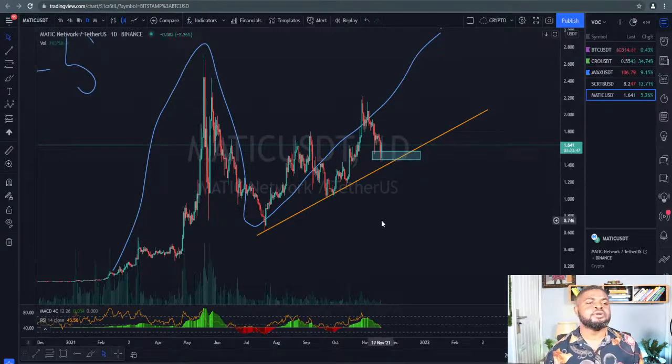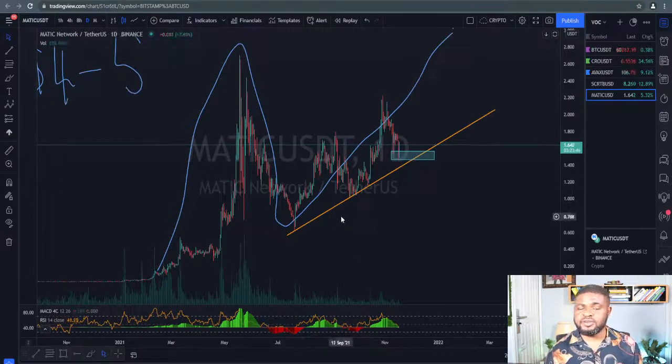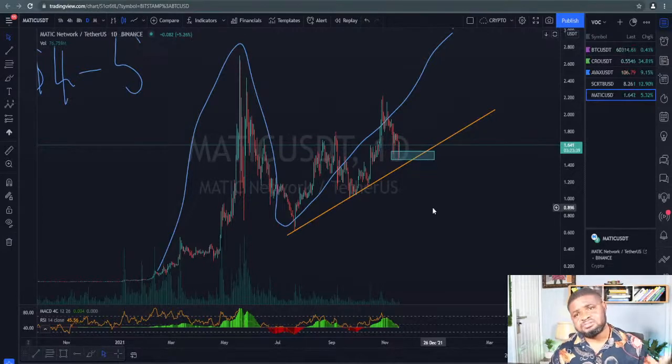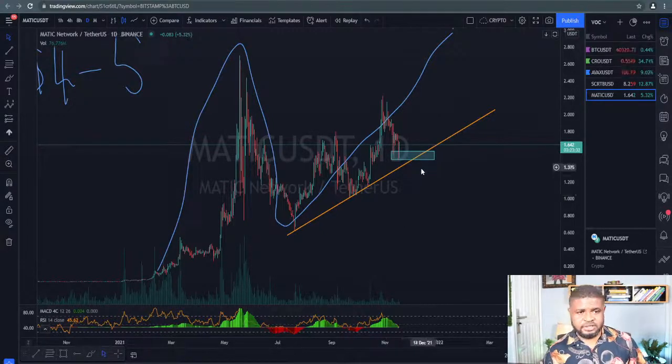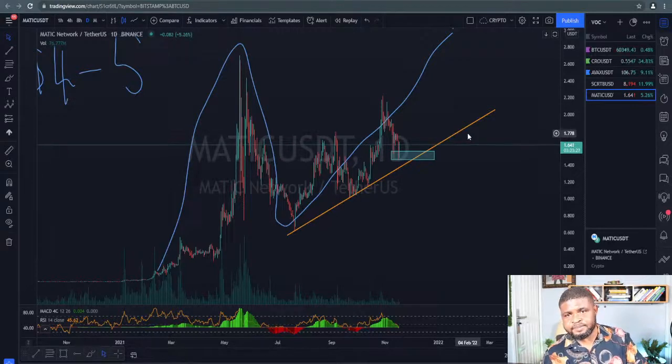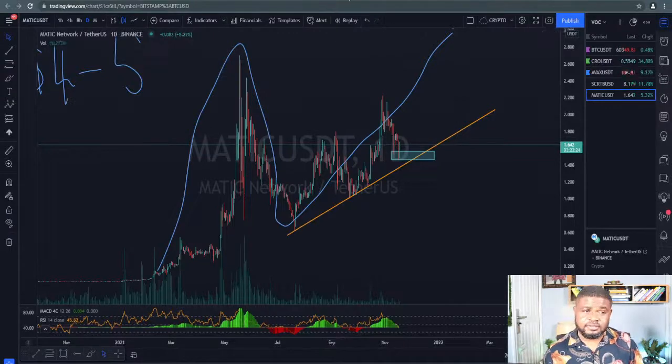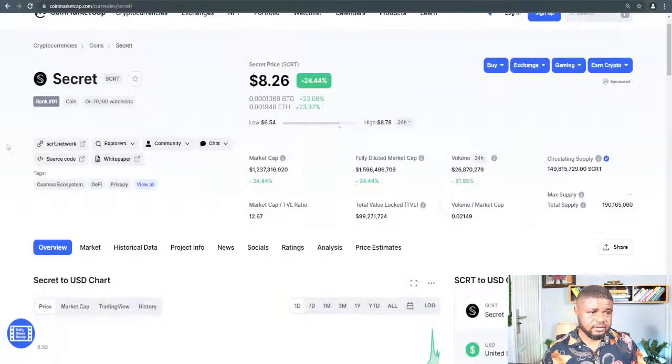Let me know about layer 2 solutions for the Ethereum blockchain and all that. I think, are they not standalone? I don't know, but probably they're not. I don't know if they are standalone, but they are doing well. Matic is doing well, right? They rebranded from, what's it called? The Polygon to Matic or whatever.